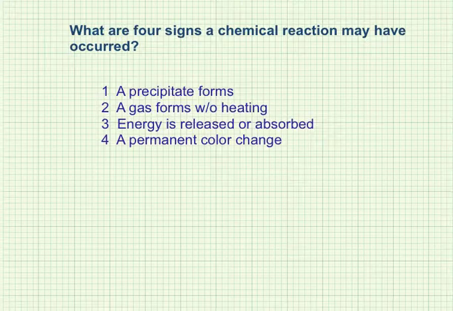Energy is released or absorbed. That could be in the form of heat, or it could be in the form of light. If all of a sudden you see a sparkler, like on the 4th of July, that would be an example of a chemical reaction where energy is released in the form of light. And then finally, if a permanent color change occurs, that would be another indicator of a chemical reaction. Now let's take a look at a few examples and some videos of different types of reactions.